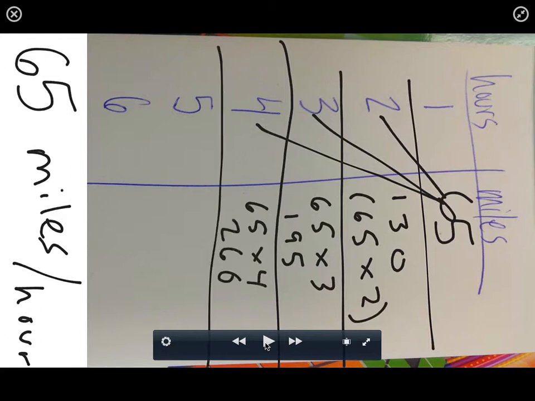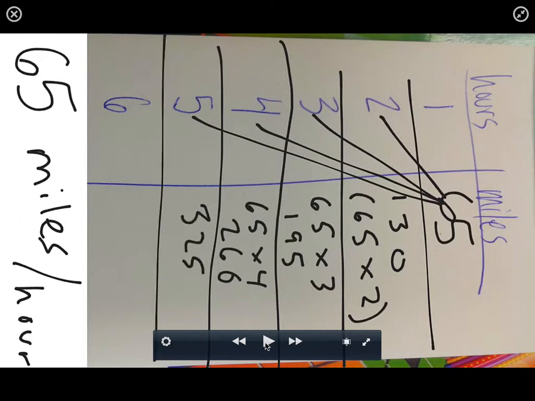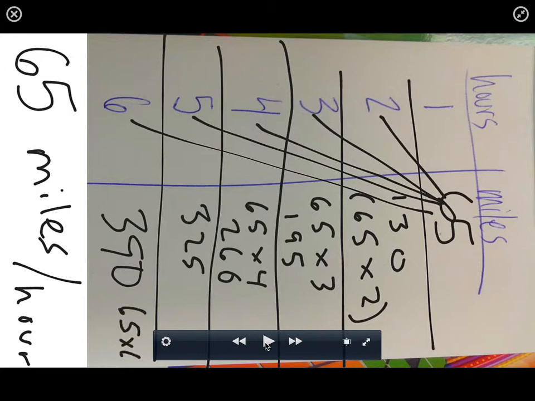I'm going to keep this pattern up. 65 times 5, 325. 65 times 6, 390. So that tells me if I'm going 65 miles an hour and I travel for 6 hours straight, I can do 65 times 6 to get 390 to figure out how many miles I'll travel in that amount of time.